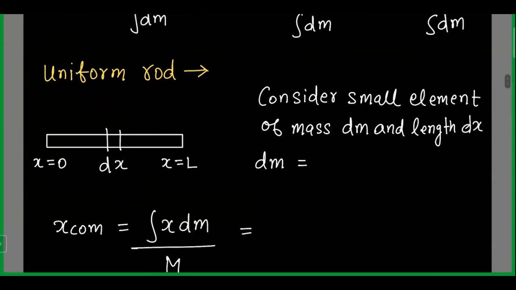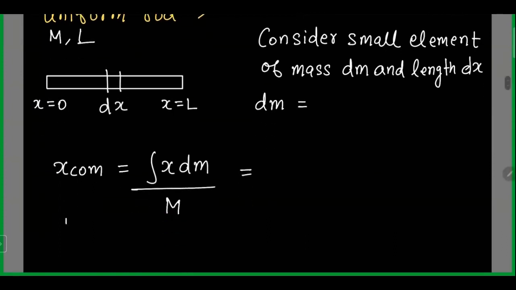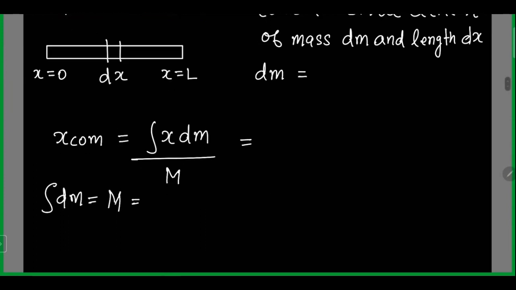The number one example which I want to discuss is the uniform rod. There is a rod which is one dimensional, and the length of the rod is capital L, and the total mass of the rod is M. So M is the total mass of the rod and L is the total length of the rod. And I want to find the center of mass. In order to find center of mass, you know that x_cm is the integration of x dm divided by the integration of dm. The integration of dm is nothing but your total mass.